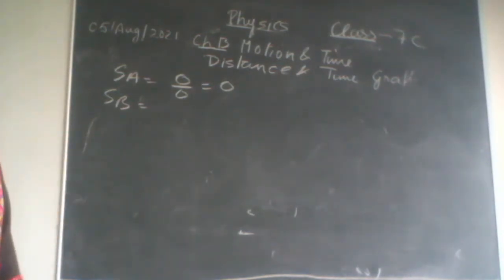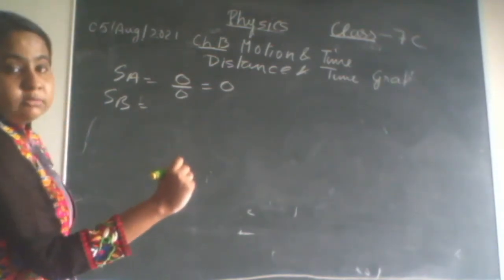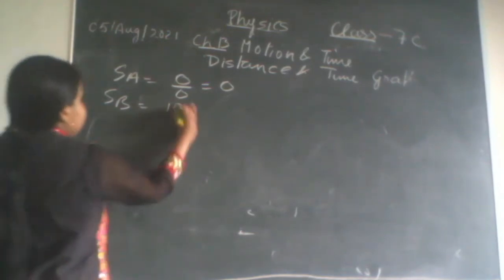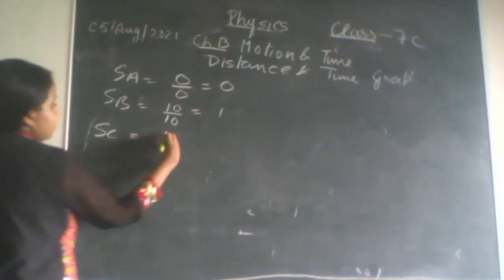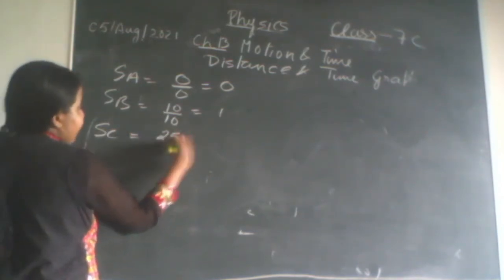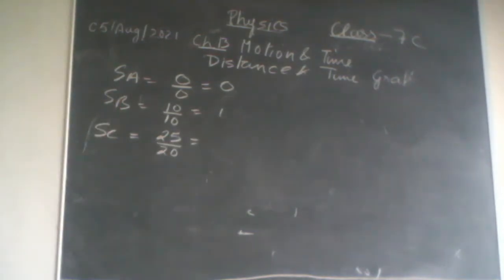10 divided by 10 is 1 meter per second. Then at point C, how much was it? 25 divided by 20. Am I correct? That is equal to how much? 5 upon 4. I think it is 1.25. Check it out.